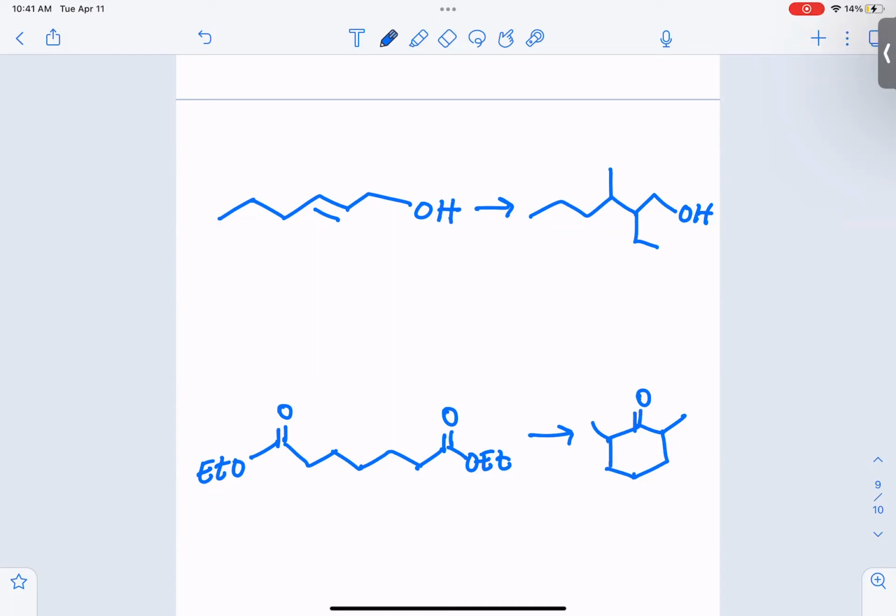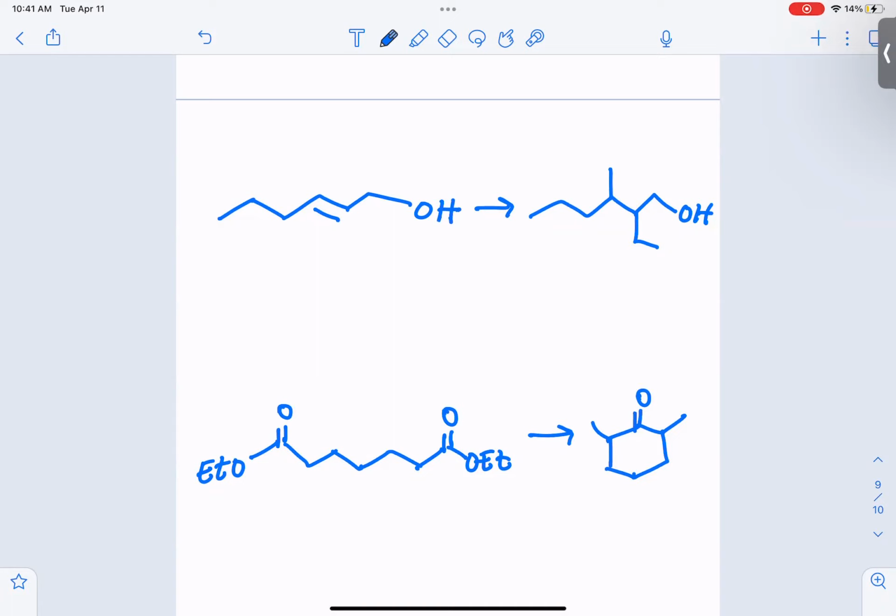All right, let's look at the first one. Let's just see if we can find the starting material here. So if you look, you have 1, 2, 3, 4, 5, 6. Let's see, 1, 2, 3, 4, 5, 6. All right, so there's the starting material. But we have what look like two alkyl groups here.